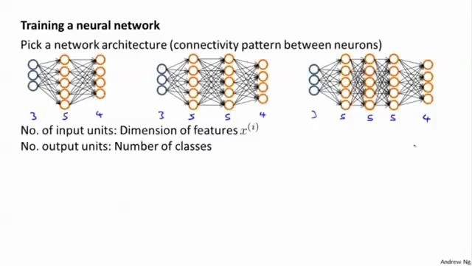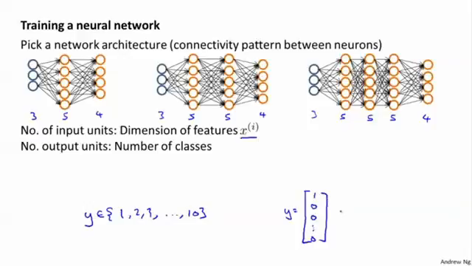Well, first, the number of input units, well, that's pretty well defined. Once you've decided on a fixed set of features x, the number of input units will just be the dimension of your features x^(i). And if you're doing multi-class classification, the number of output units will be determined by the number of classes in your classification problem. And just a reminder, if you have a multi-class classification where y takes on, say, values between 1 and 10, so that you have 10 possible classes, then remember to rewrite your outputs y as these sorts of vectors. So instead of class 1, you recode it as a vector like that.